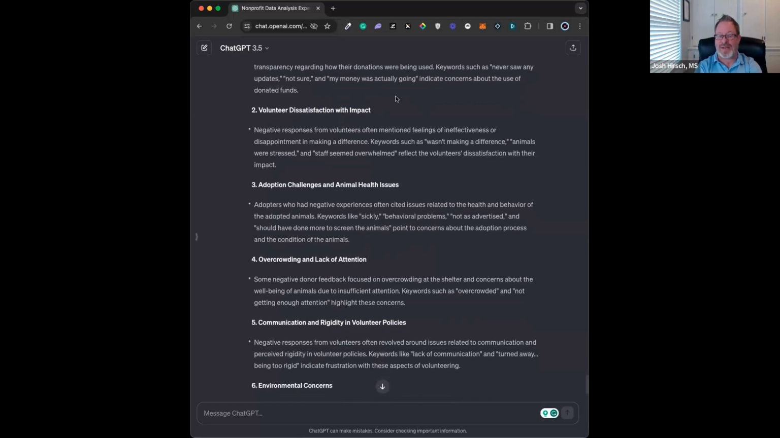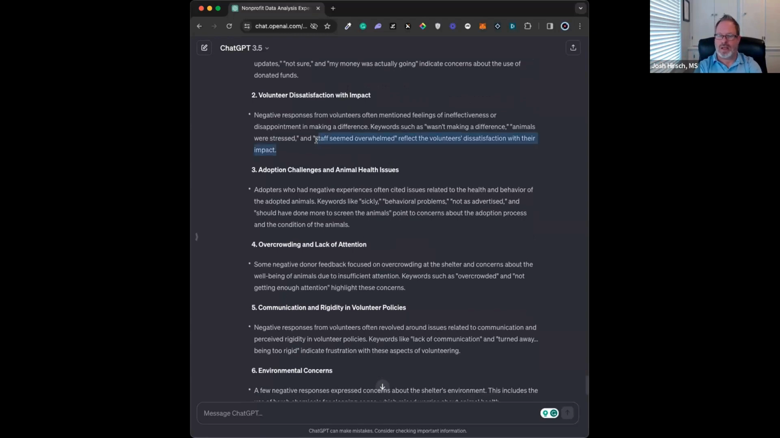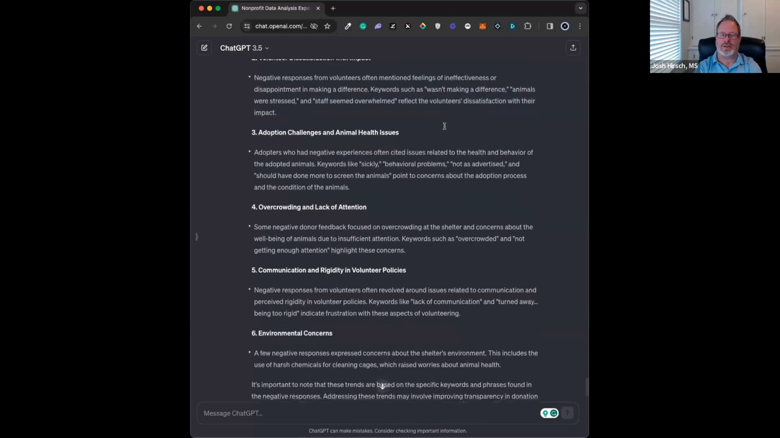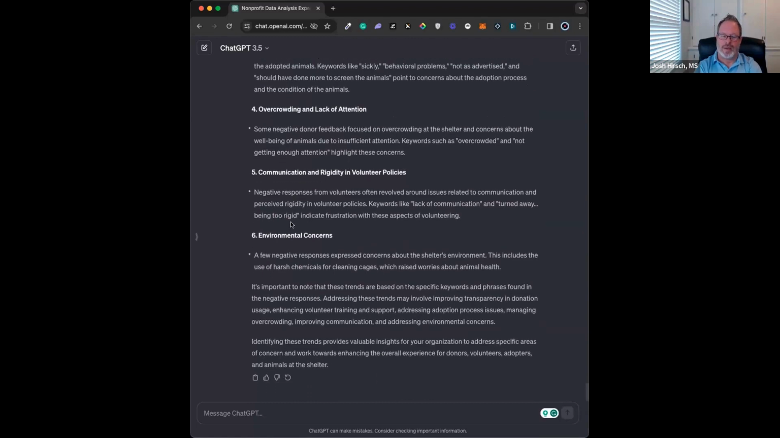And then dissatisfaction with the impact. Often mentioned are feelings of ineffectiveness or disappointment in making a difference. Specific keywords: wasn't making a difference, animals were stressed, staff seemed overwhelmed. And there are ways that we can address that. These are specifically coming from our volunteers, and we can't live without those 500 volunteers. It also looks at various adoption challenges, animal health issues, overcrowding and lack of attention, and environmental concerns.